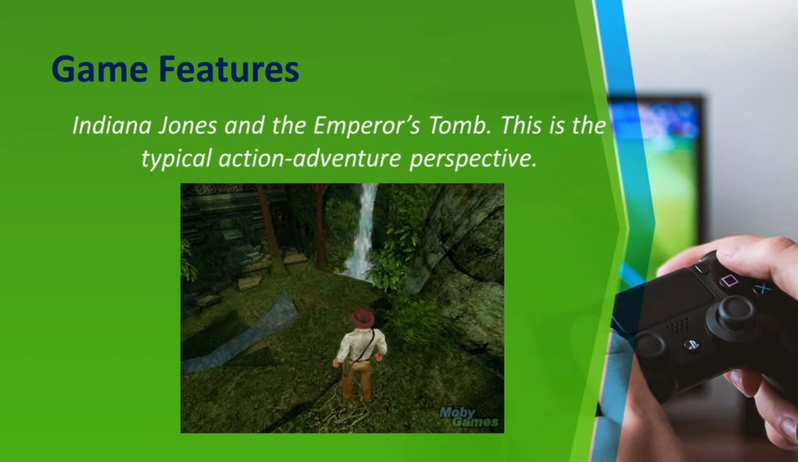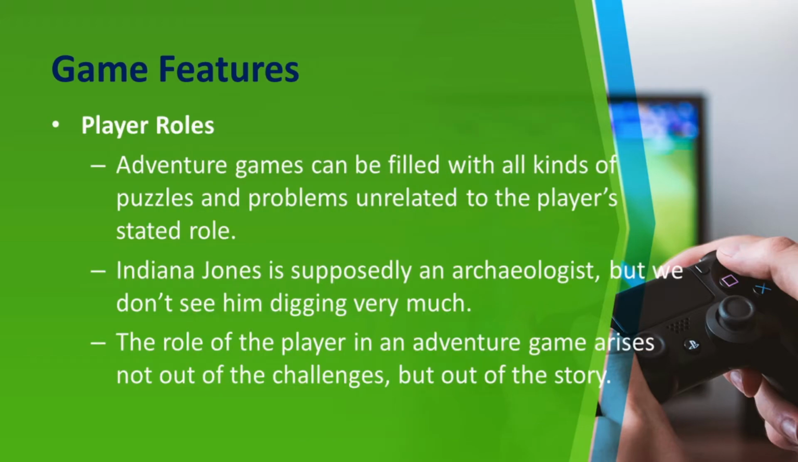Okay, so this is a screen capture of Indiana Jones and the Emperor's Tomb. This is a typical action adventure perspective wherein you see the whole character and you see the environment. So if ever a monster or a character within the game attacks you, you'll see it immediately and you, as the player, can react accordingly.